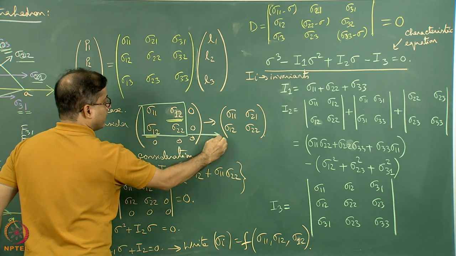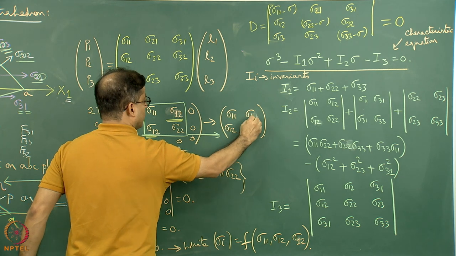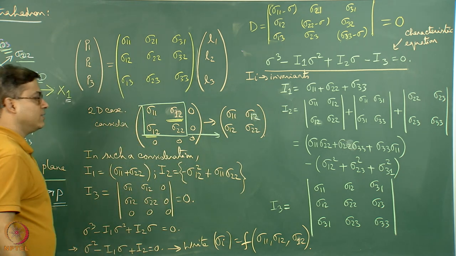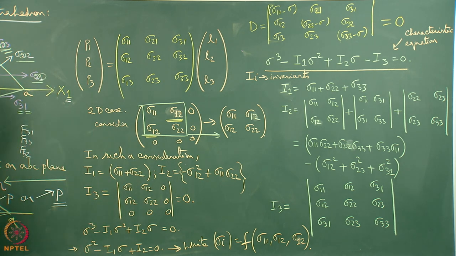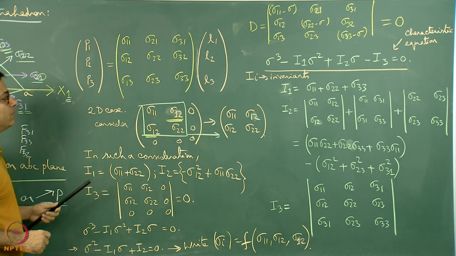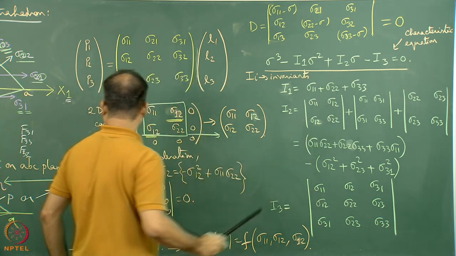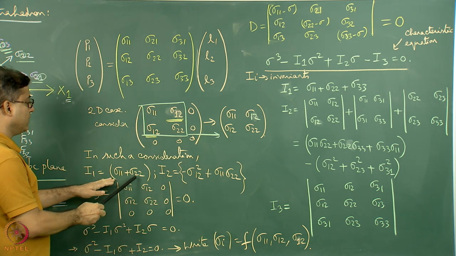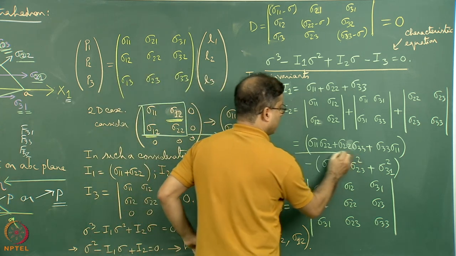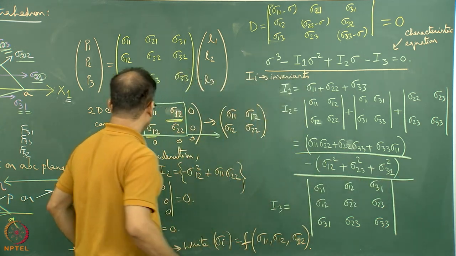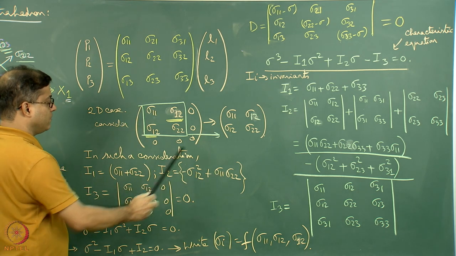Which I have written separately over there: sigma 11, sigma 12, sigma 12 and sigma 22. So this is a special case, but it is also worth seeing how much simplification can be done. So in this case, I1 will become, earlier it was these three being added up, sigma 33 is 0. So here it is sigma 11 plus sigma 22, and I2, which was here, this expression now simplifies to minus sigma 12 square plus sigma 11 sigma 22.